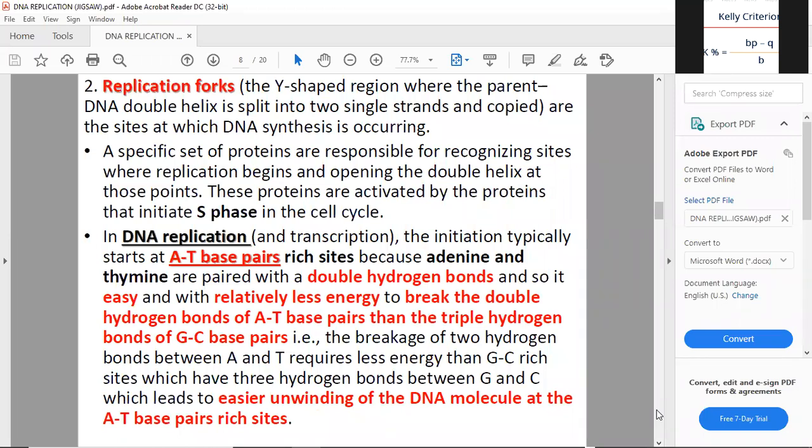An important point to note is that DNA replication, and by extension also DNA transcription, begins at points rich in adenine-thymine base pairs. As we looked at in the last class, these are joined by double hydrogen bonds and not triple hydrogen bonds as in guanine and cytosine. So it is easier, and takes relatively less energy, to break the double hydrogen bonds of adenine and thymine base pairs than the triple hydrogen bonds of guanine and cytosine base pairs. And therefore, initiation of replication begins at AT base pair rich sites.